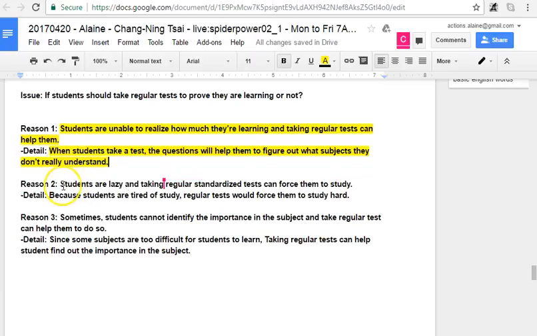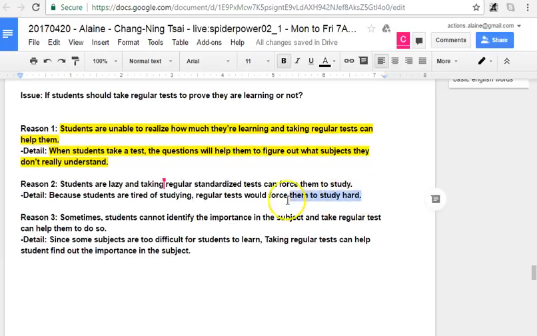Very good. Students are lazy and taking regular standardized tests can force them to study because students are tired of studying, right? Because this is past tense. Because students are tired of studying, regular tests would force them to study hard.